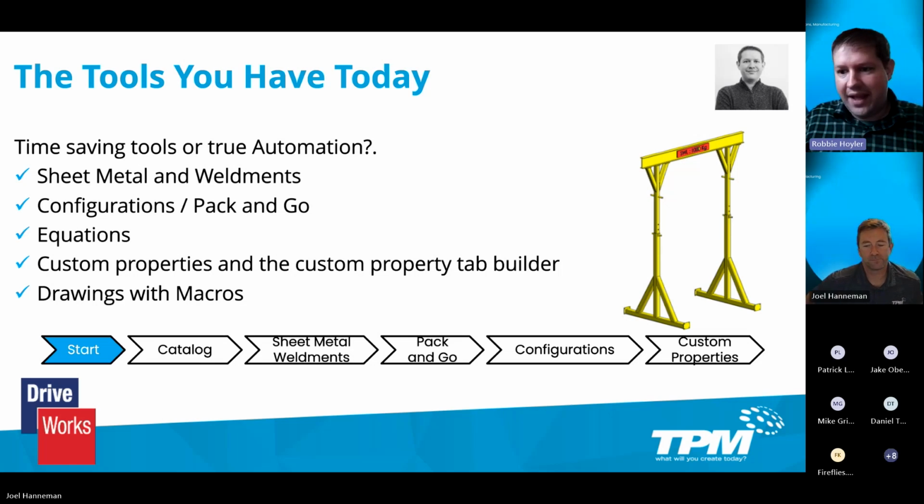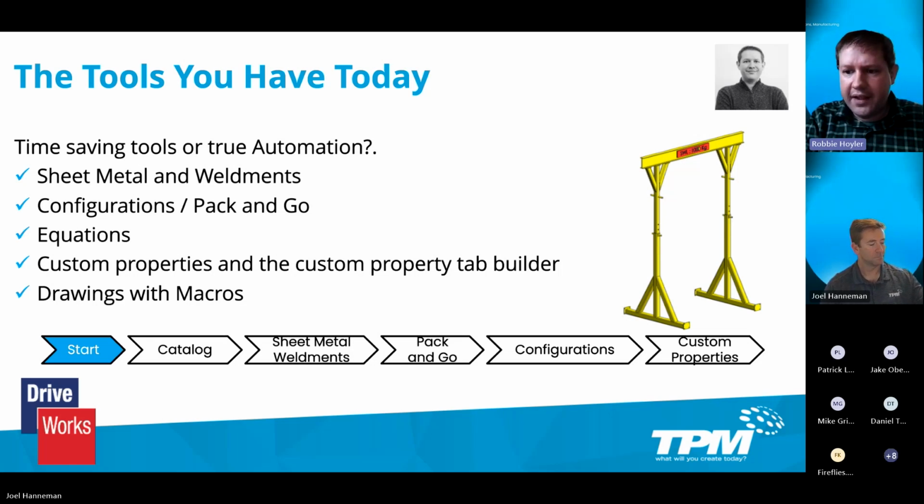SolidWorks has a ton of time-saving tools. That's why most of you invested in this as a solution. Sheet metal and weldments automate a lot of things like bend deductions, gauge tables, and doing the prints, so that you can get a flat pattern. That's why you moved from 2D to 3D to do sheet metal. Weldments have a library of all the different weldment profiles, and it creates the frames and things like cut lists for you automatically.